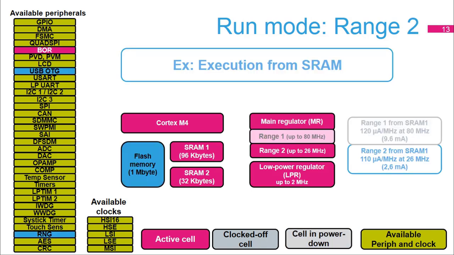In run mode, the voltage scaling range 2 is the medium performance range, allowing a system clock up to 26 MHz. When executing from SRAM, the flash consumption can be saved by configuring the flash in power down mode and by gating its clock off. All peripherals can be activated except the USB OTG and random number generator. All clocks can be enabled. The run mode range 2 consumption is 110 microamps per megahertz at 26 megahertz from SRAM.